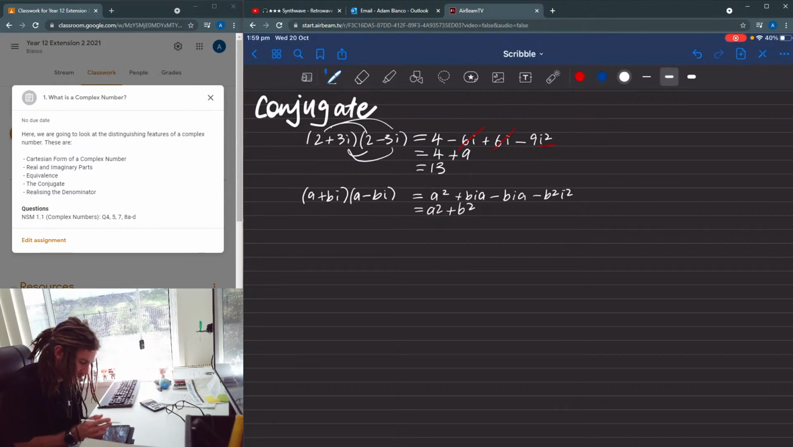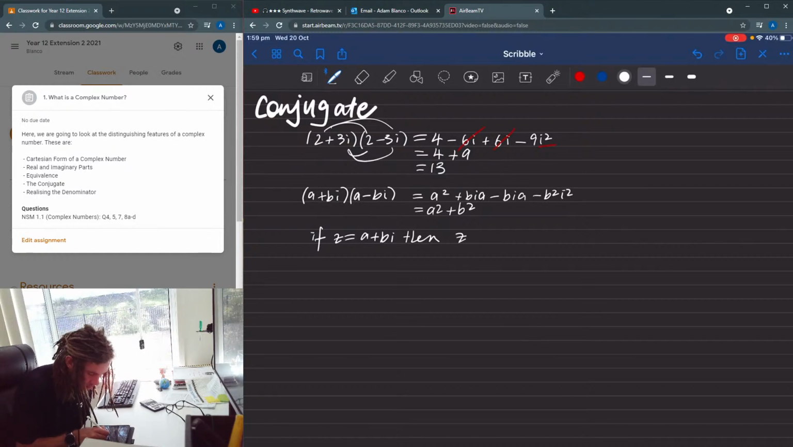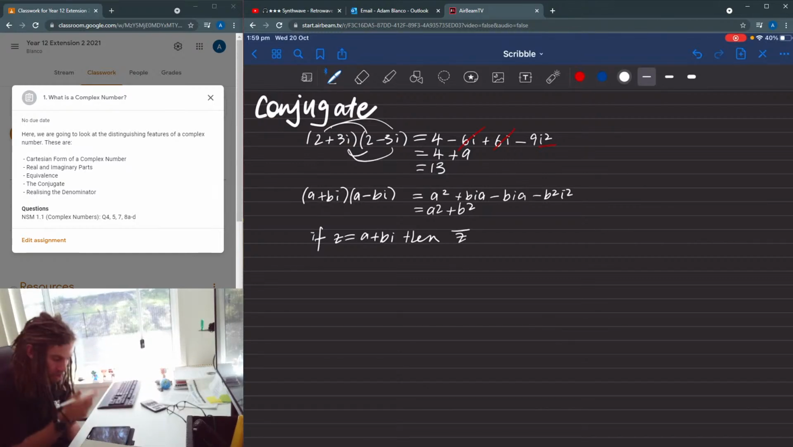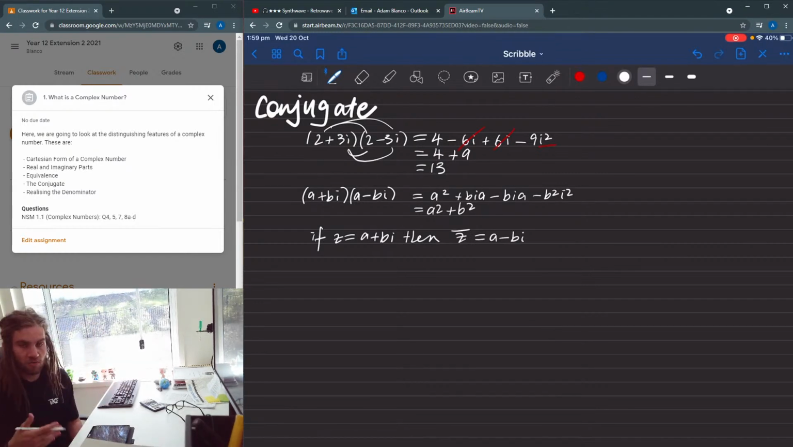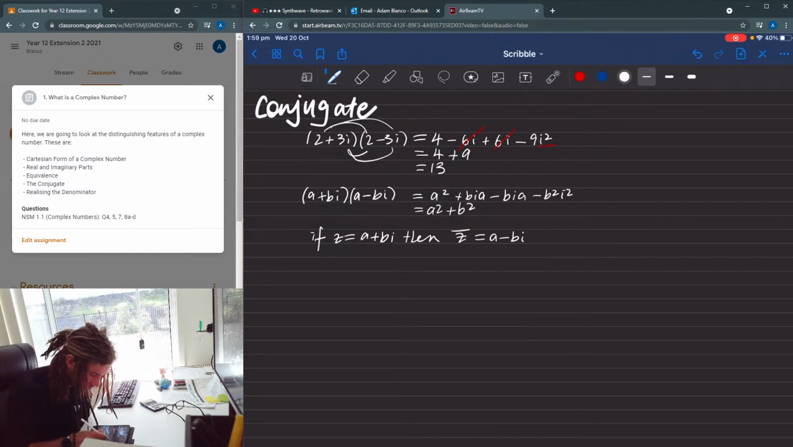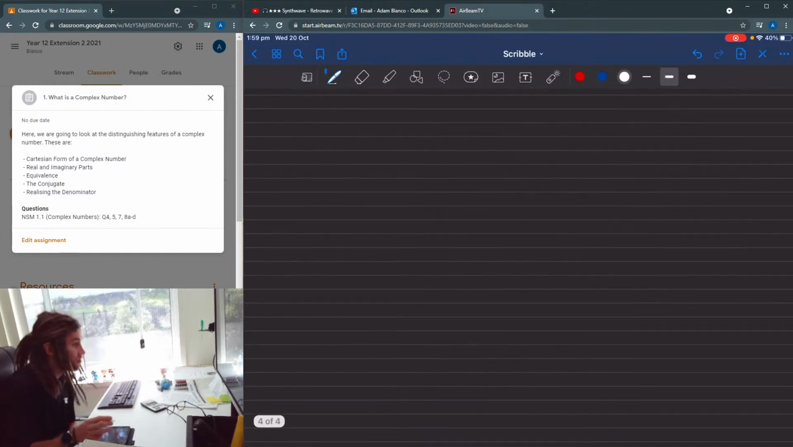Okay. Oh, also one thing. If z is equal to a plus bi, then the conjugate, z bar, so z bar represents the conjugate, is a minus bi. Okay. And if you take the conjugate twice, you end up with what you started with. So z bar bar, if I take two conjugates, I end up with what I started with. Okay, so that's what the conjugate is.